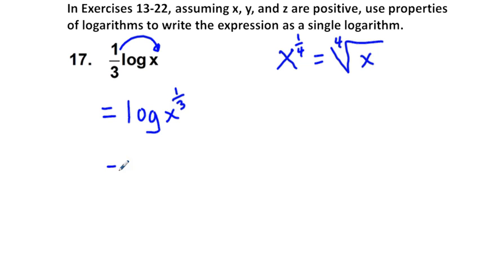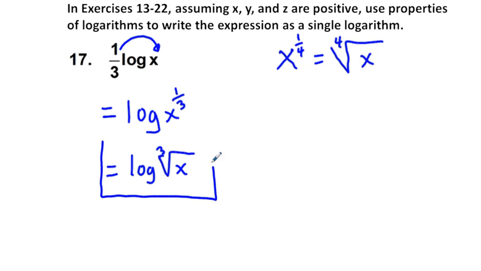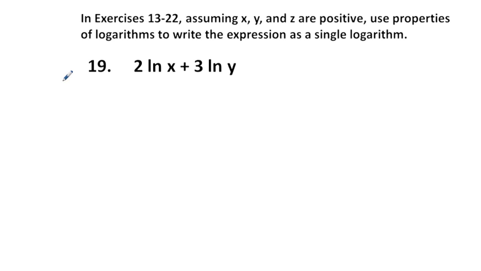And changing our rational here to radical, this will be equal to the common logarithm of the 3rd or cube root of x. So that's going to be all it is. Again, changing radical to rational form, that's a key skill here. And then also the coefficient in front becomes the exponent of the argument. So let's go on to the next odd number problem, which is 19.